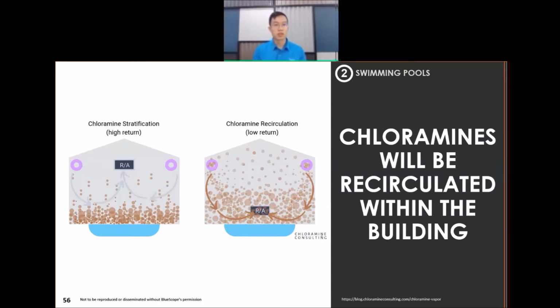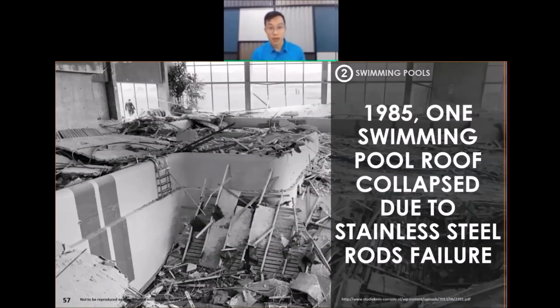So increasing the concentration of chloramine in the pool. And this was actually confirmed to cause a fatal case in Switzerland. It was back in 1985, where a swimming pool in Switzerland had its concrete roof, also called a concrete ceiling, suspended by stainless steel, collapse and kill 12 people in the pool. And the collapse was found to be due to stainless steel rod failure.